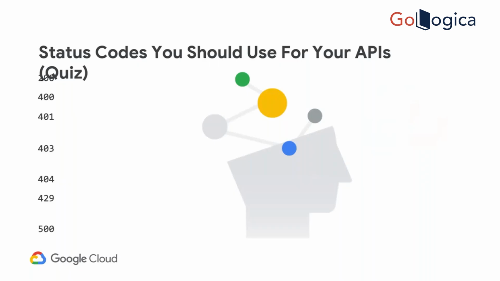400 is bad request, then 401 is unauthorized. Whenever your authentication, authorization or API key is not correct, then we use 401. Then 403 is forbidden. Forbidden is, for example, when the user is authenticated but is not able to access a specific resource for the specific request. So then it comes forbidden.